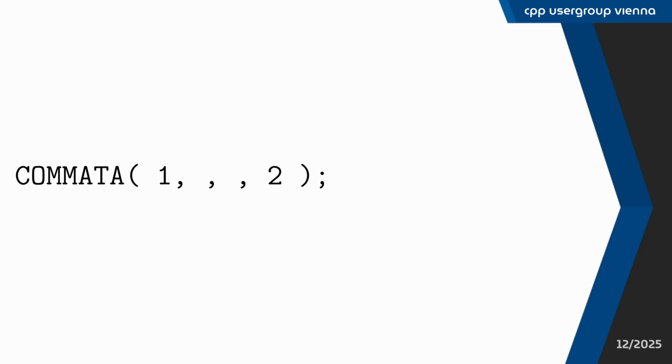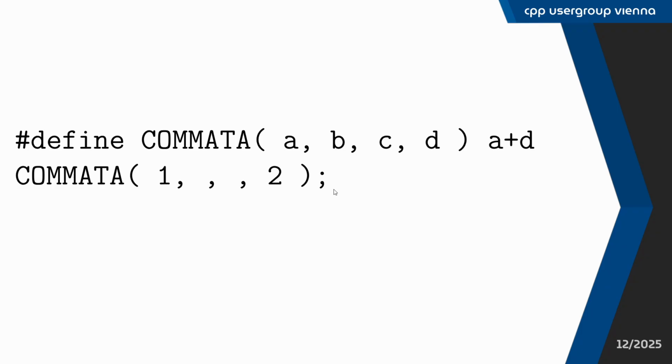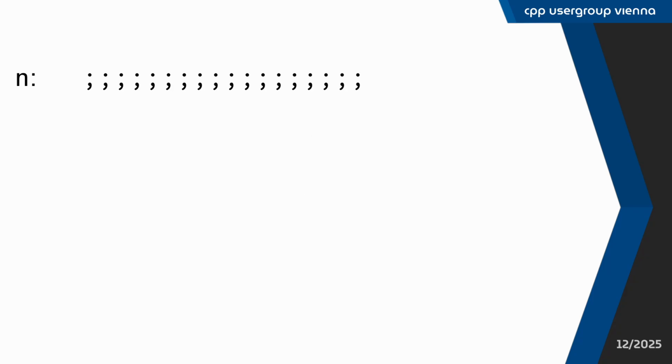Comma. This is valid if comma is a macro. So it seems that there does not need to be something as an argument for a macro, but we need white space. So it's a little bit cheating. Without white space, it doesn't work. So arbitrary many.